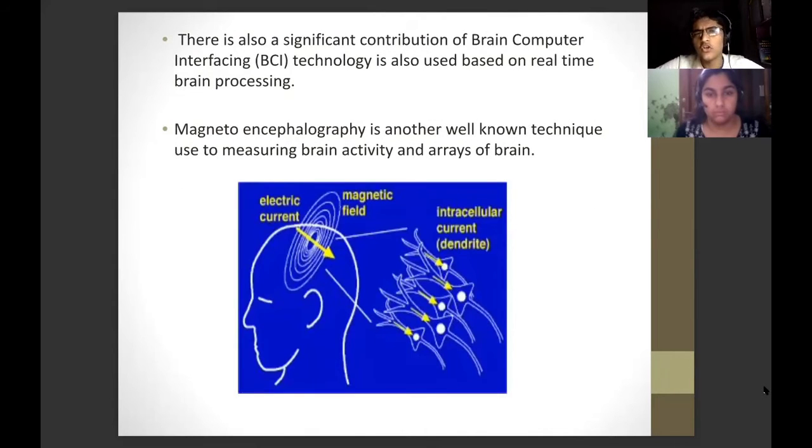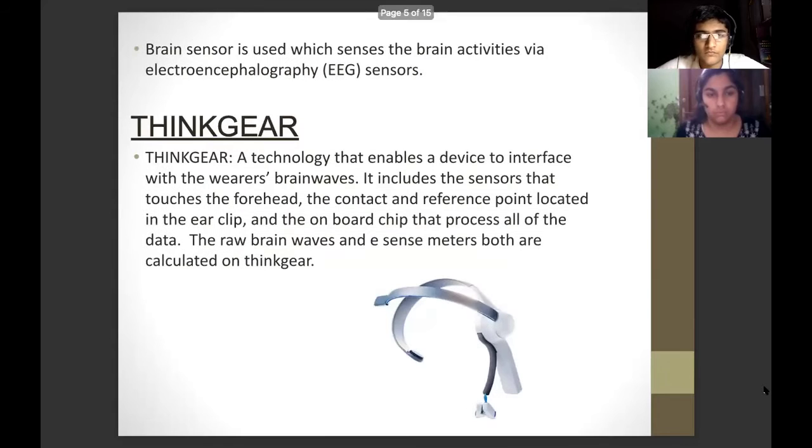Now, there is also going to be a significant contribution of BCI technology, that is brain-computer interface, which will be used based on real-time brain processing. Now, the next thing is magnetoencephalography, another well-known technique used to measure brain activity and areas of the brain. A brain sensor is also used, which senses the brain activities via electroencephalography, that is EEG sensors.